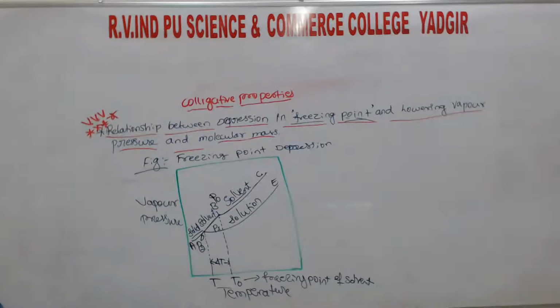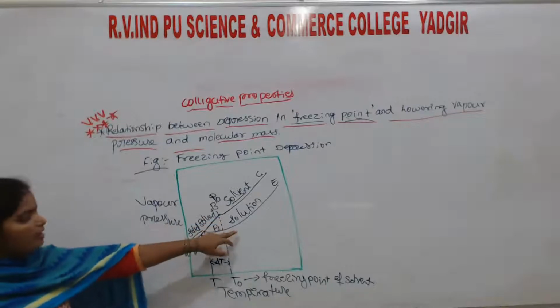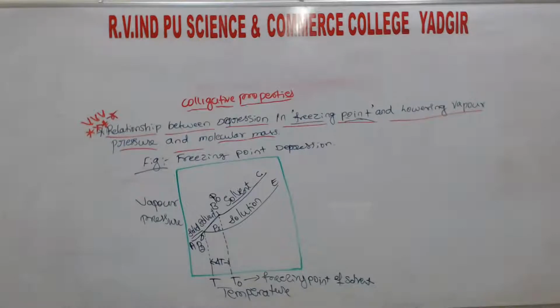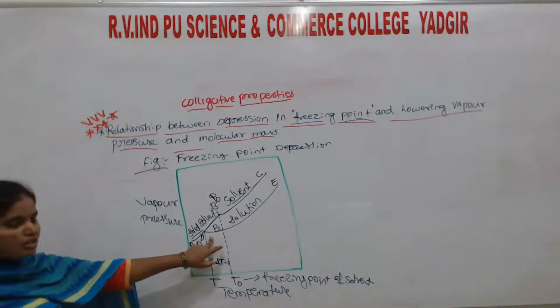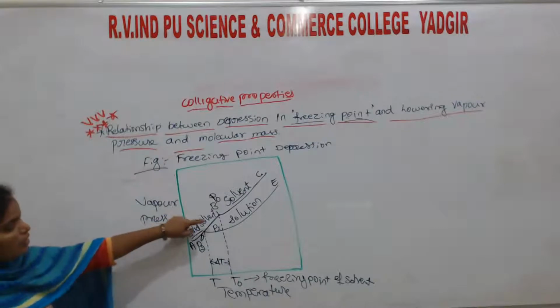Here, solid solvent and liquid solvent. The vapor pressure curve of the solution always lies below the solvent curve. See here, this curve is lying below the solvent curve, and the vapor pressure curve of the solution is seen to intersect the solid solvent curve here.